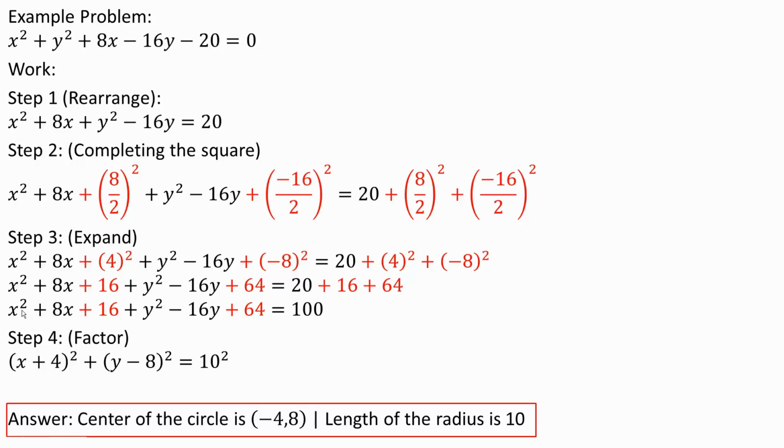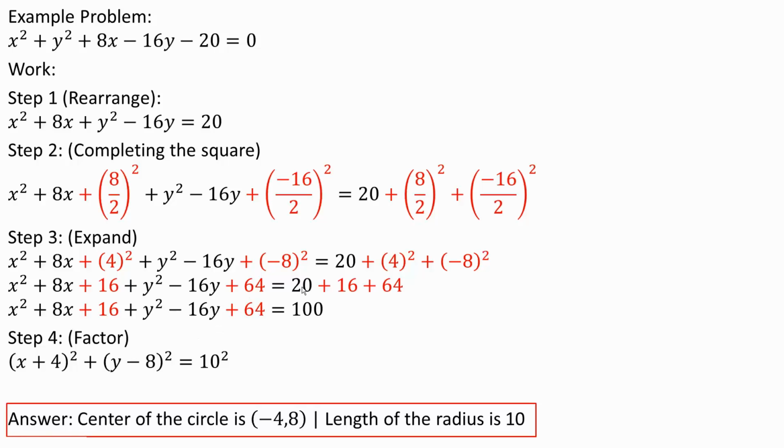So now we can factor this piece right here. We would get (x + 4)^2, because x times x is x^2, x times 4 is 4x, 4 times x is 4x, and so we get 8x, and then 4 times 4 is 16. Likewise, this piece right here becomes (y - 8)^2, because y times y is y^2, y times negative 8 is negative 8y, negative 8 times y is negative 8y, so we get negative 16y, and negative 8 times negative 8 is 64.